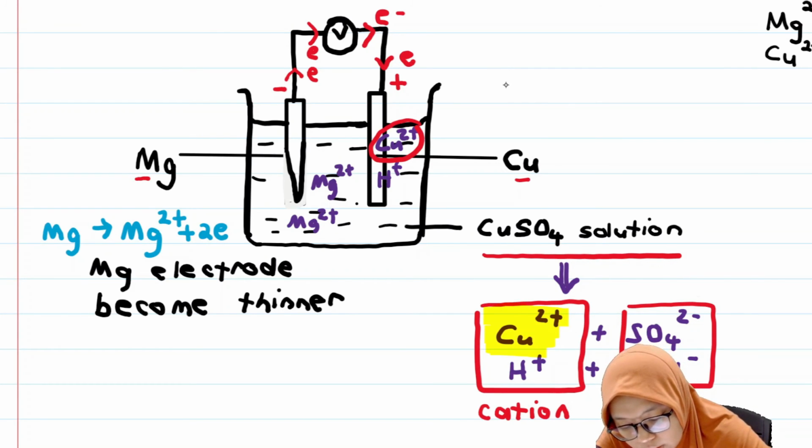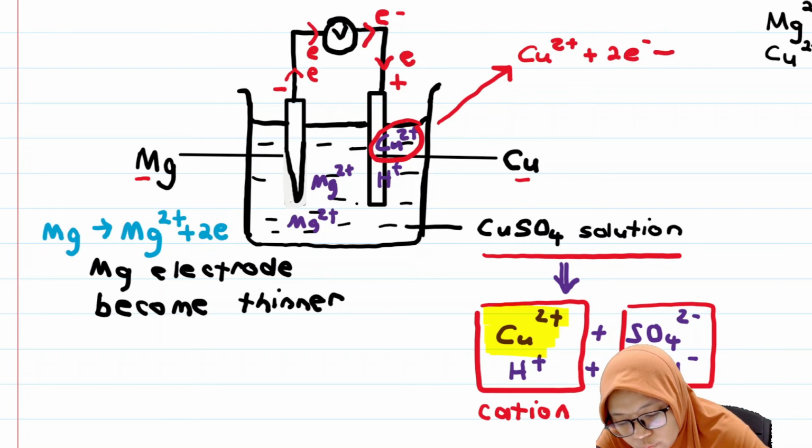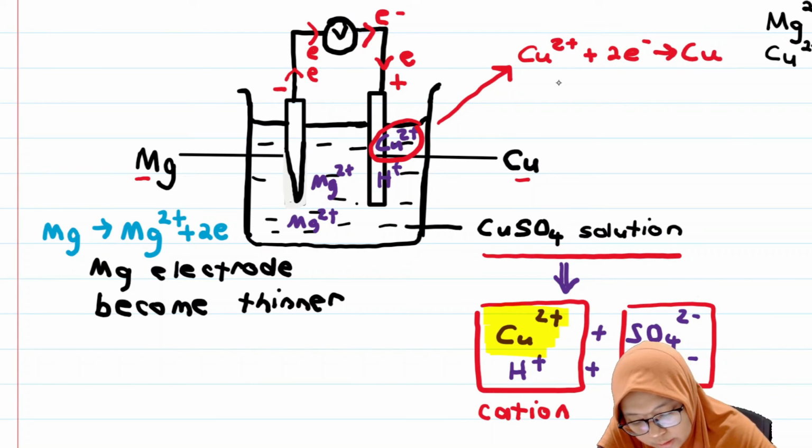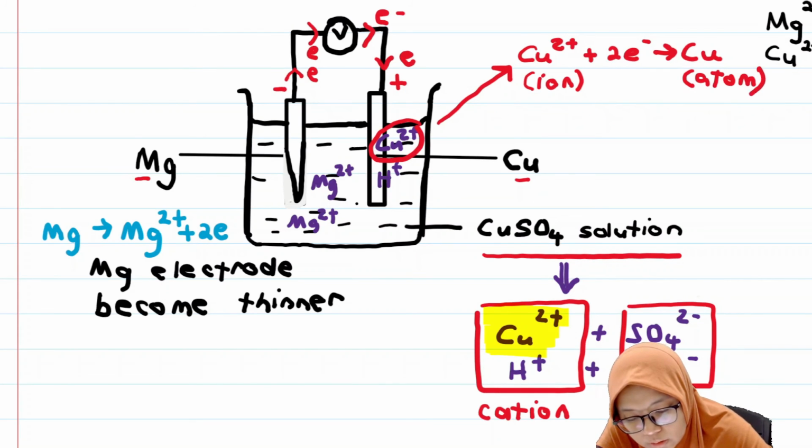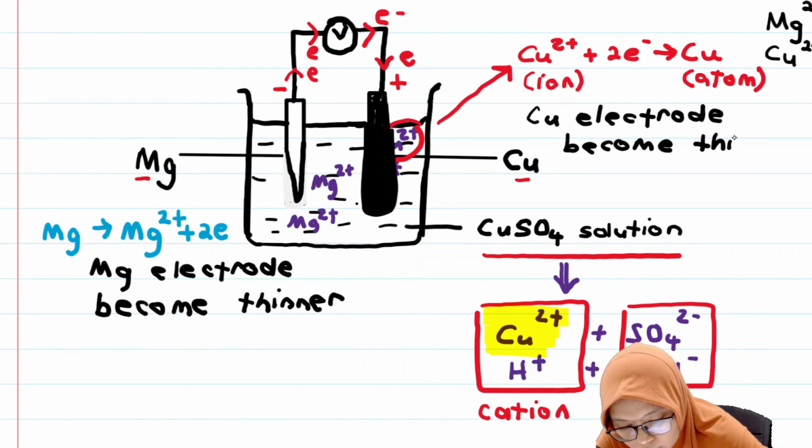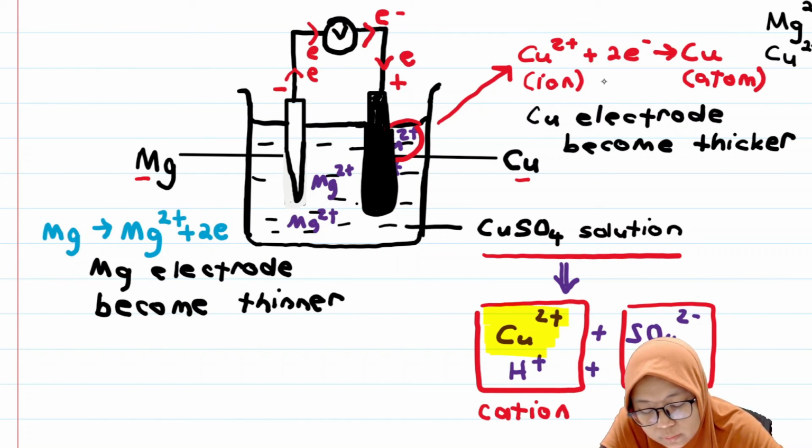So let me write down the half equation. The copper 2 plus ion will accept 2 electrons to form copper. So in this reaction, copper 2 plus ion will change from ion to atom. What will happen to the electrode? The electrode will become thicker, with more and more copper atoms on the surface of the electrode. You can also say that there will be a brown solid deposited on the copper electrode.